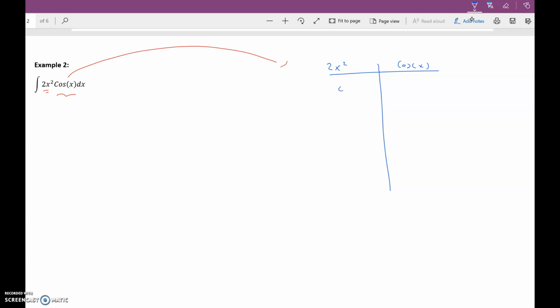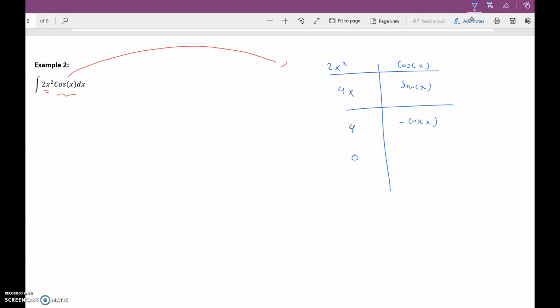So the first derivative is going to be 4x, followed by 4, and then technically 0. So this one's going to stop here. And then we're going to integrate cosine. So the integral of cosine is actually a sine of x. And then we're going to integrate sine. So this is going to give us a negative cosine of x.